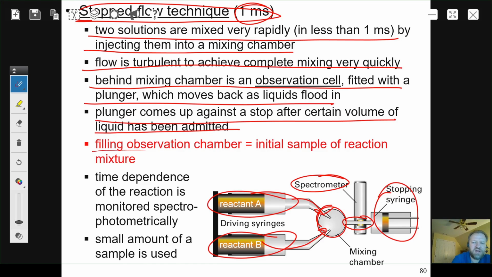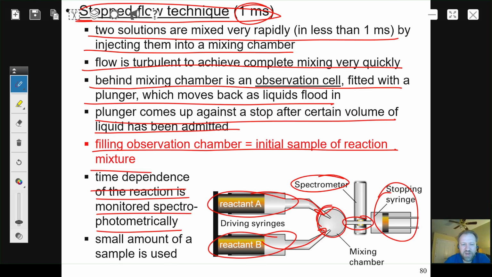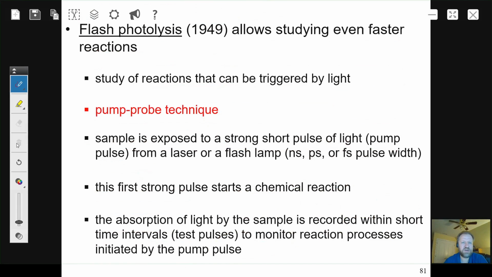And basically, filling the observation chamber produces the initial sample of reaction mixture. The time dependence of the reaction is monitored spectrophotometrically, like we've done before. The advantage over the flow method is that a small amount of sample can be used in this technique.